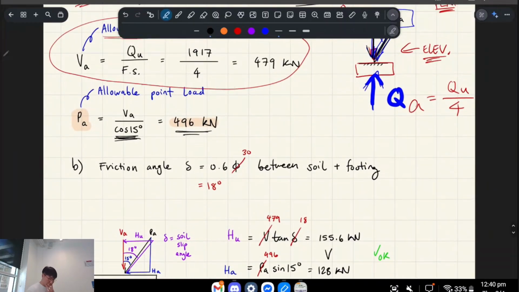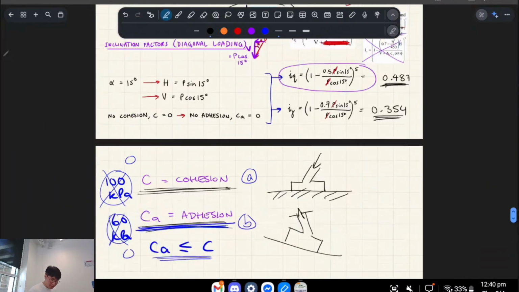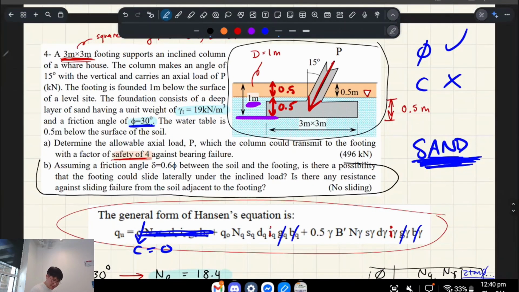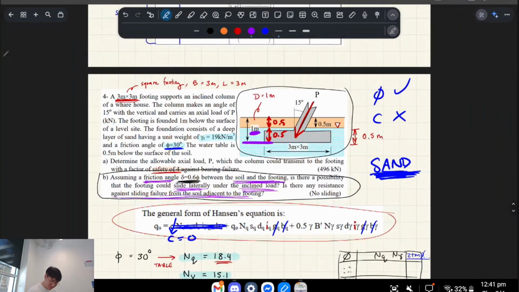This is very particular to the question and how it's worded. But this question in part B says, assuming that you have a friction angle of 0.6 times the friction angle of the soil material, so the friction angle between the soil and the footing is that, is there a possibility that the footing could slide laterally under the inclined load? Is there any resistance against this sliding failure from the soil adjacent to the footing?